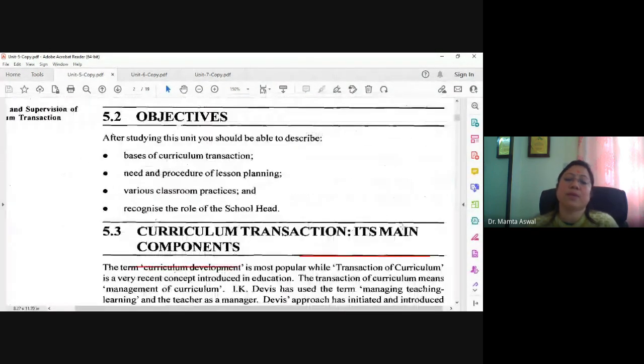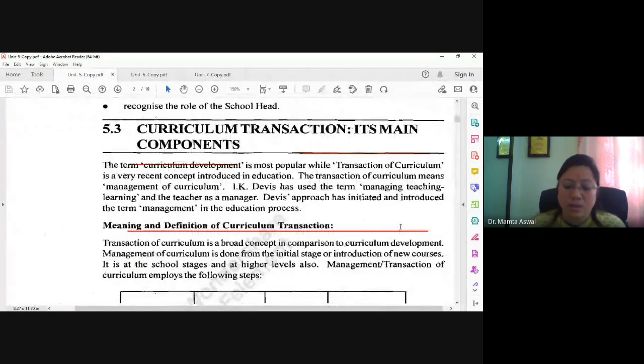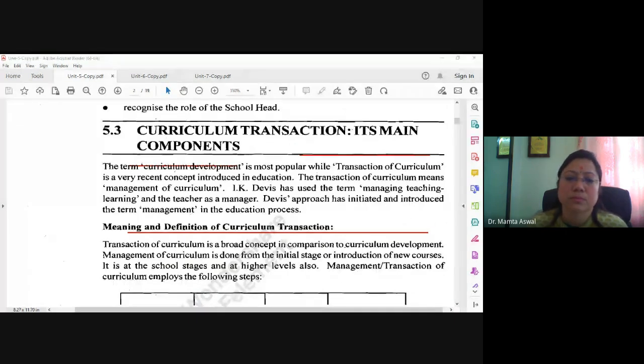If we start from curriculum transaction, before this, as I told you, you have already discussed curriculum development. So I'll start with what is a curriculum, what is a transaction, and what do we mean by curriculum transaction.